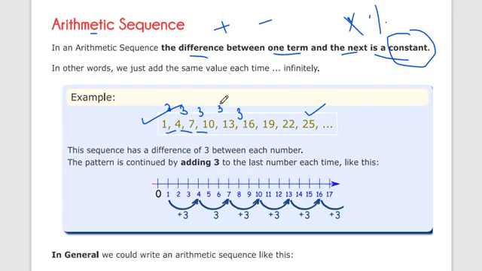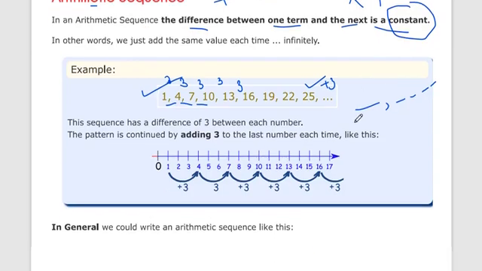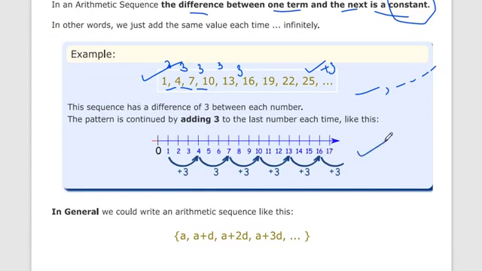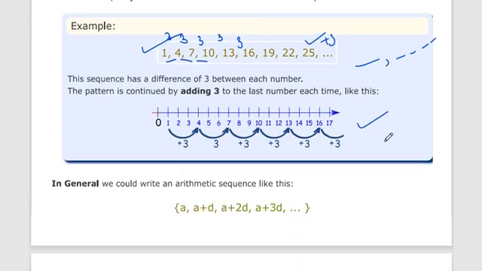Now in an arithmetic sequence you can also find the next term. If we want to find the term after 25, we can simply add 3. If you know one term, you can get any number after that. You simply have to add 3 to every term. So this is an arithmetic sequence.